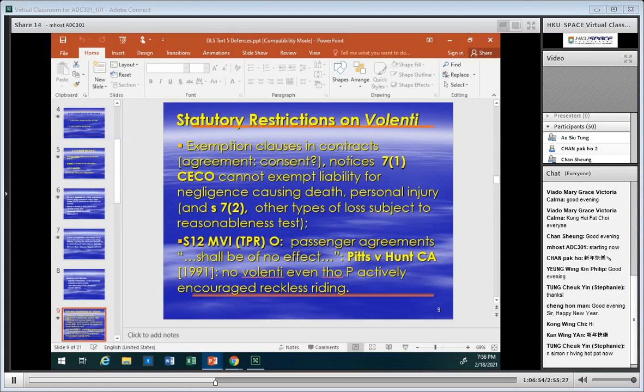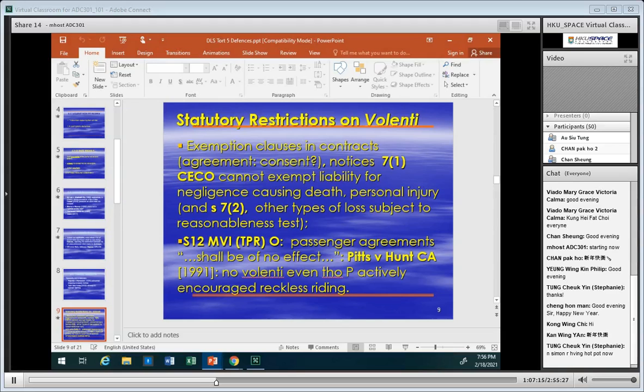So in Pitts and Hunt, the defence of Valentine did not succeed. What did succeed was the defence of ex turpi causa. So watch out for that, okay? And in Pitts and Hunt, no Valentine, even though the plaintiff actively encouraged the reckless riding.